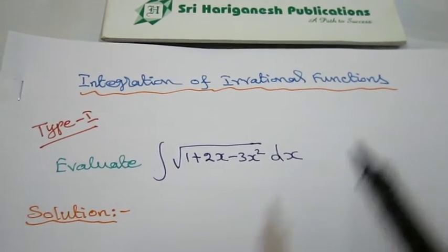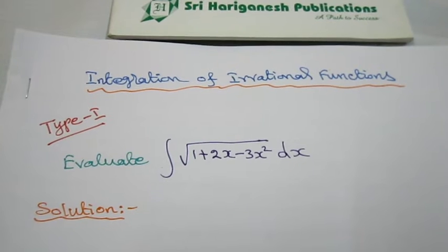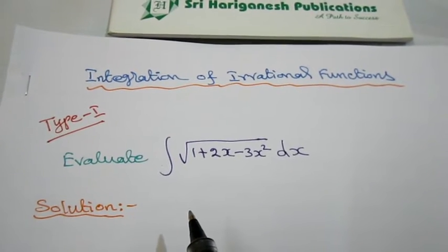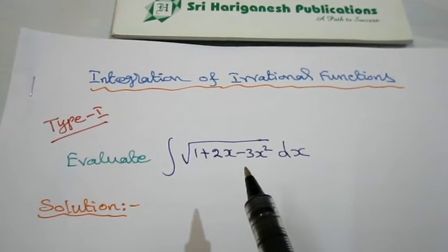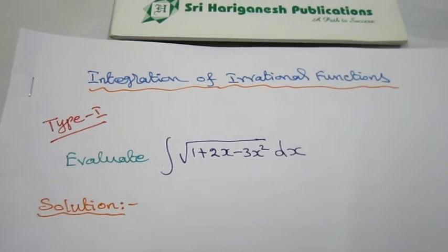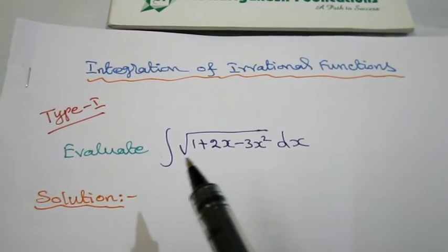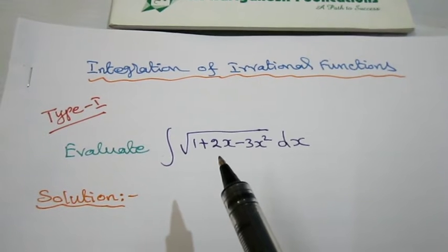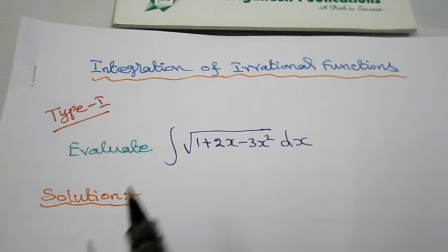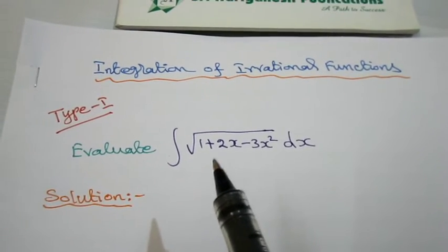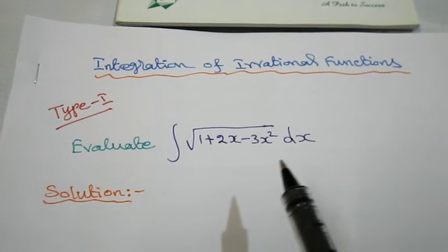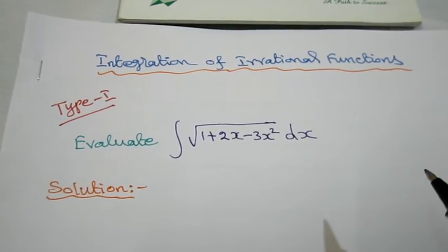Integration of irrational functions. Type 1. Evaluate the integral of root of 1 plus 2x minus 3x square into dx. Okay, this is integration of irrational function of type 1. To solve this type of problem, first we have to convert this quadratic equation into perfect square.